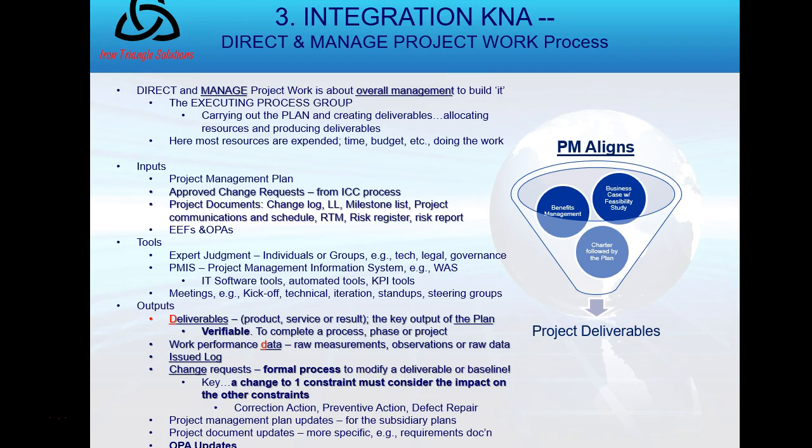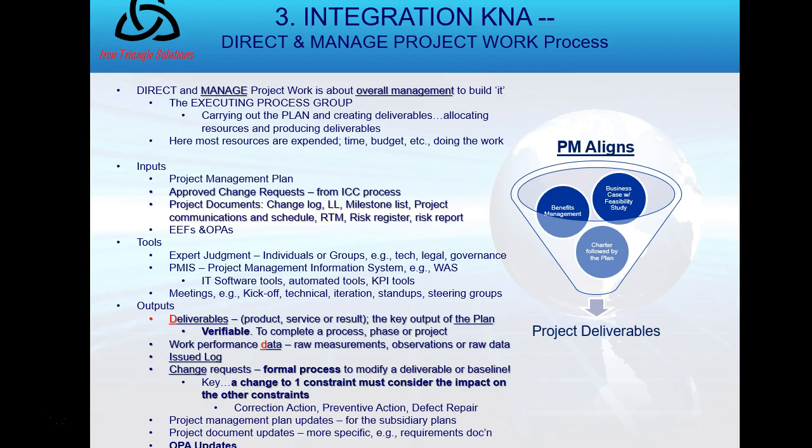Then I have my outputs. My number one output when I'm building it, remember this is the execution process group, I'm building it when I direct and manage project work, is my deliverables, right? My deliverables, my product, service, or result. This is the key output of the plan that we just built, and it's verifiable, okay? And we're using deliverables as outputs to finish a process, a phase, or even the project. We're collecting work performance data. Remember, raw is the key word. We'll call them measurements, raw data.